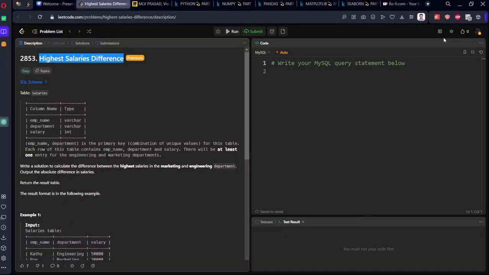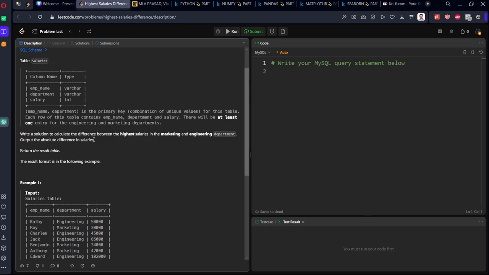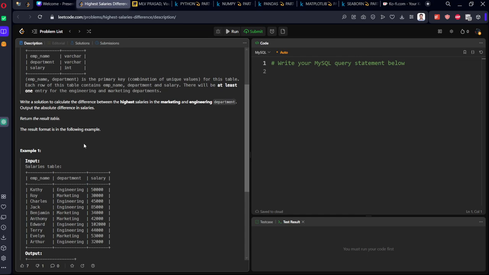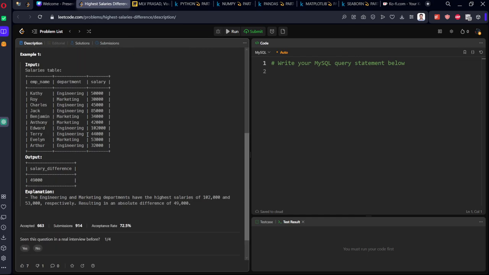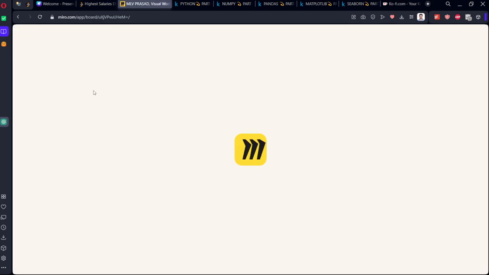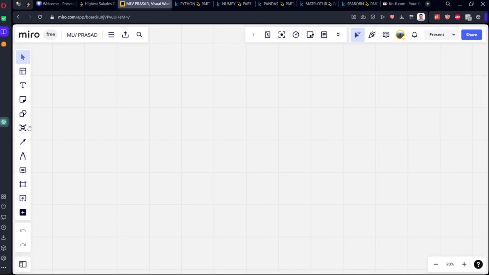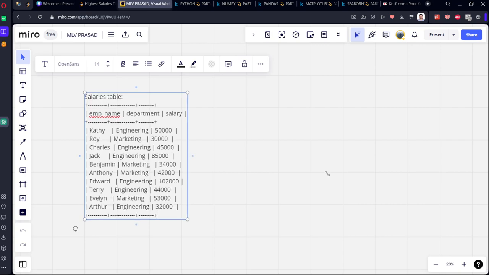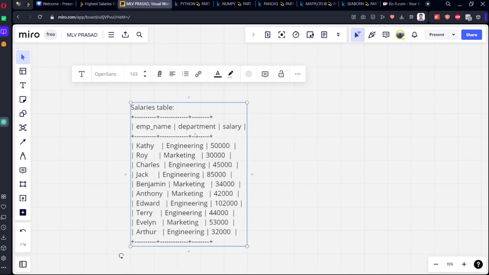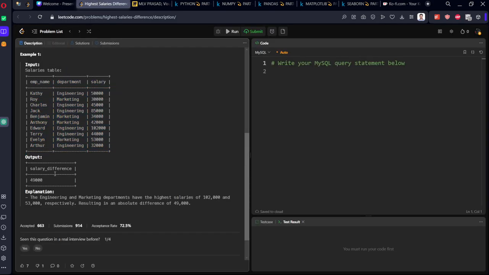Okay, let's see the question which we're trying to solve today. The question they are asking is, write a solution to calculate the max difference between the highest salaries in the marketing and in the engineering department. Output the absolute difference in salaries. They have given a table. Okay, this is the table. This is the sample output.